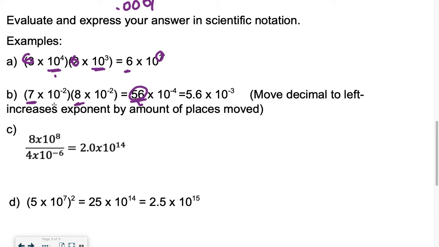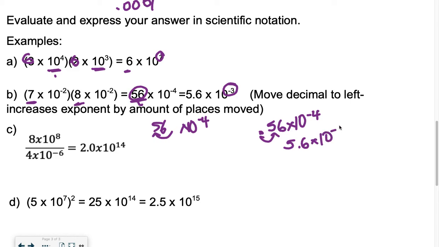Negative 2 plus negative 2 would give me negative 4. Now, because I want my decimal to be between the 5 and the 6, I'm moving to the left one. Now remember, moving to the left increases your exponent. So an increase by 1, because we moved one place to the left, an increase from negative 4 becomes negative 3. Just to show you the other way, let's say the example said 0.56 times 10 to the negative 4. So this time we would have to move to the right. Moving to the right would decrease the exponent, and it would become negative 5.